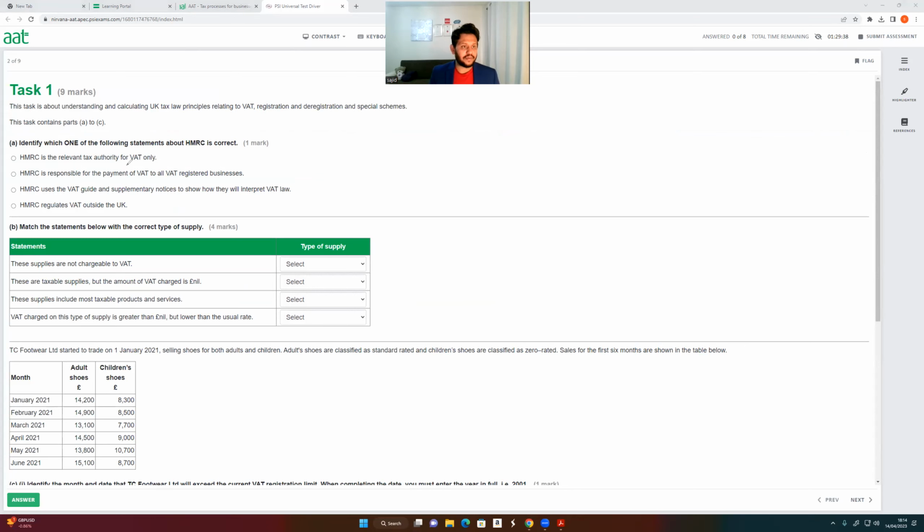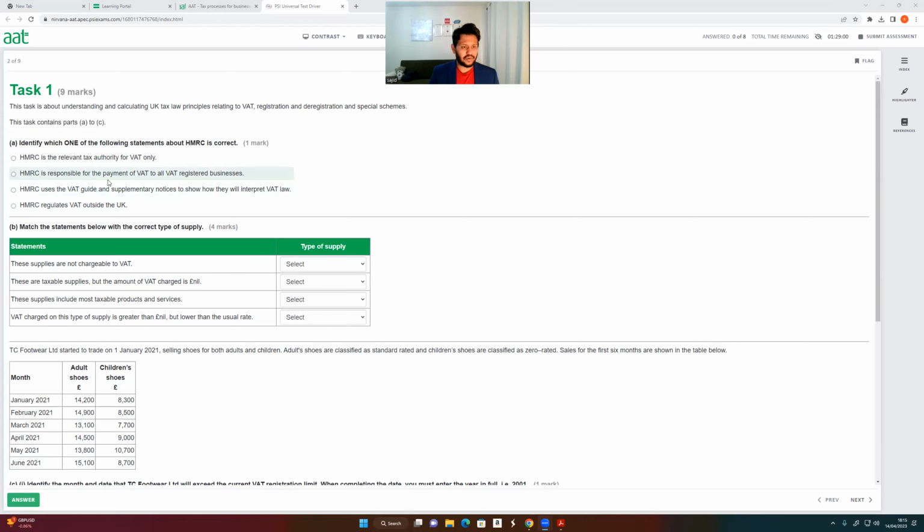They're saying, identify which one of the following statements is true about HMRC. So whatever is relevant to HMRC, which one is correct. The first option, 1 mark question: HMRC is the relevant tax authority for VAT only. No, HMRC deals with other matters as well. HMRC deals with your PAYE, corporation tax. There are a lot of matters HMRC is authorized for, as the agent for the government, not only VAT. So this is not the right one.